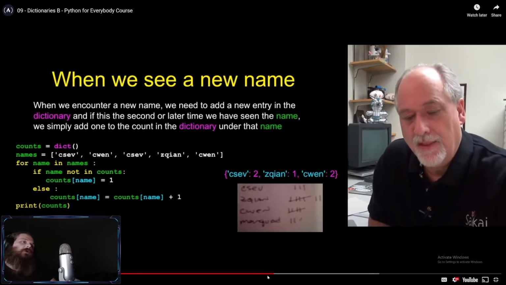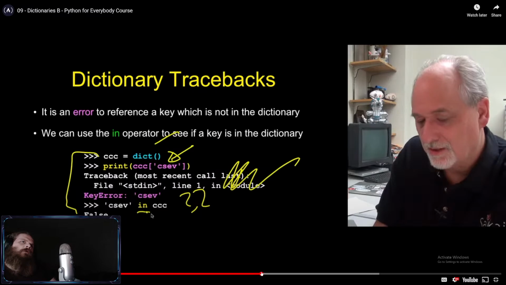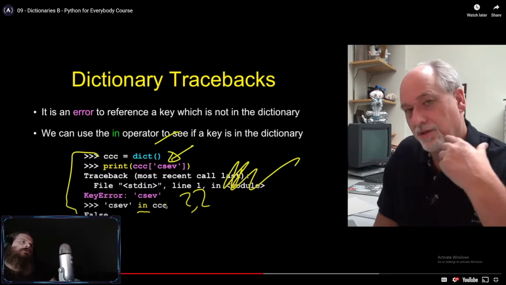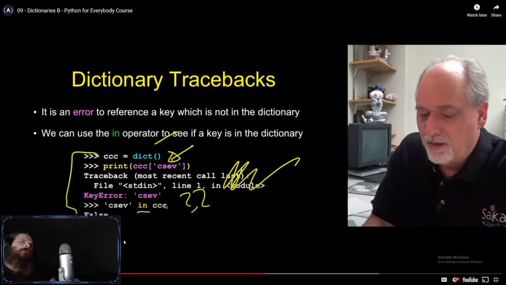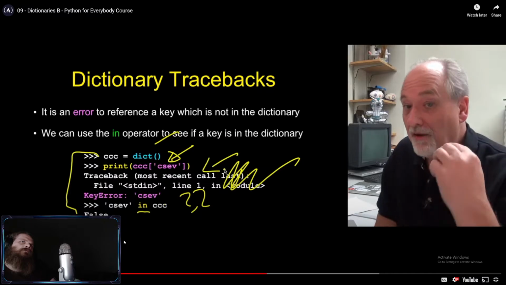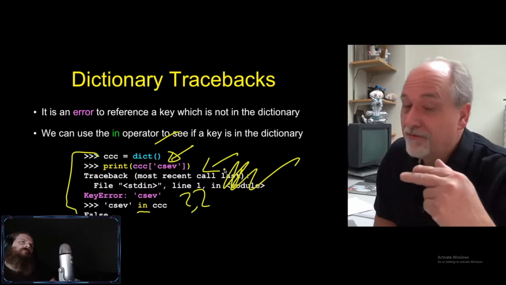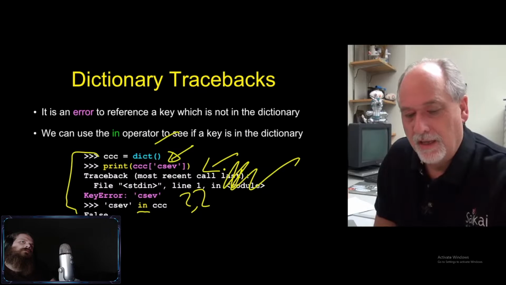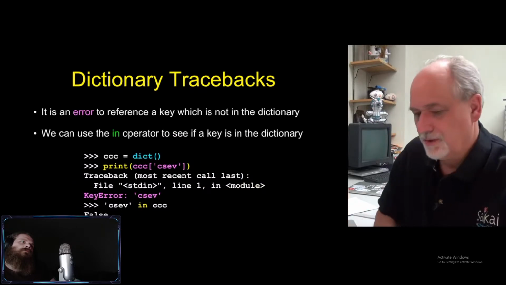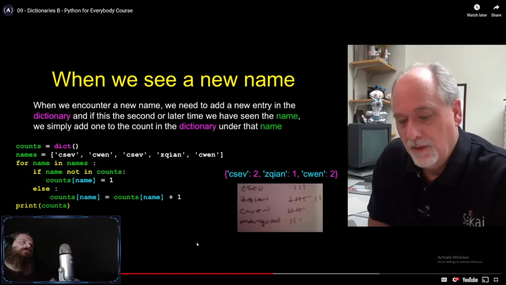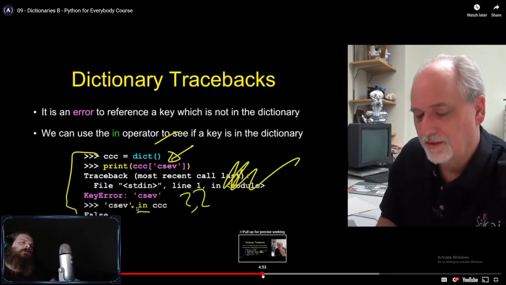Wait, add, okay, 1 to it. And that is, put it in. csev is not in CCC. And so using this in operator, we can avoid the traceback. We can say, if it's not there, put it in. If it is there, add 1 to it. And that leads us to this bit of code.